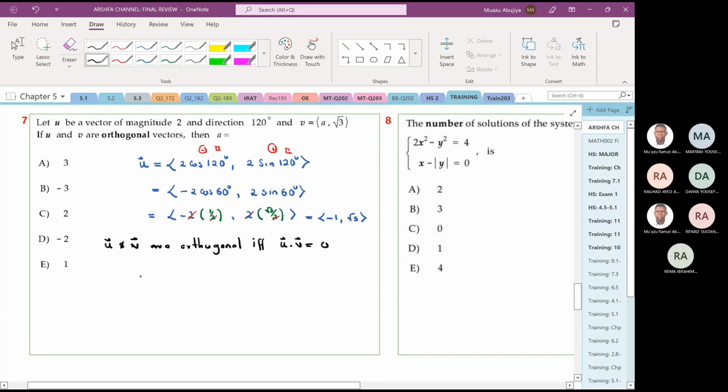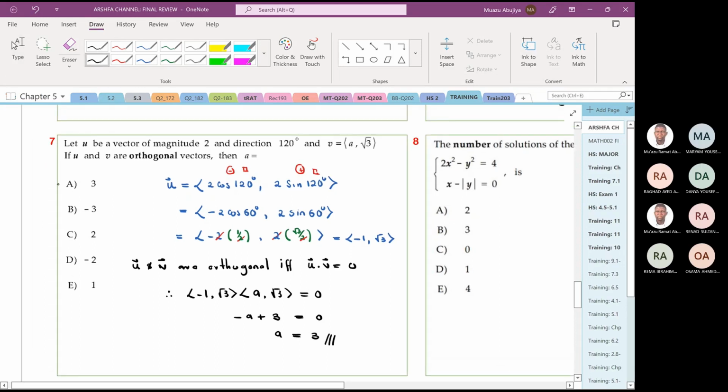So therefore, we have the vector U, which is (minus 1, root of 3), multiplied by the vector V, (a, root of 3), and this should be equal to 0. Now let's do the multiplication. We get minus a plus root of 3 multiplied by root of 3, that is 3, equal to 0. And that means a shall be equal to 3. That is what the question is asking us to find, the value of a, and that is our answer. Questions, please.